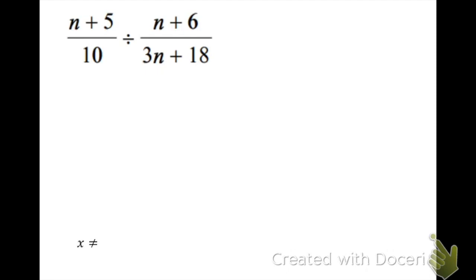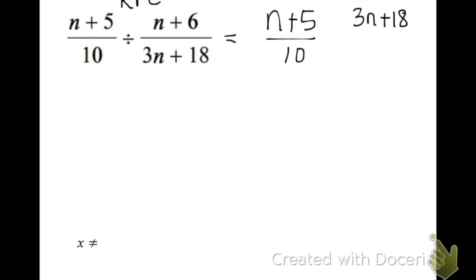Okay, when dividing, we're going to need to use KFC: keep, flip, change. So we're going to keep the first fraction the same, n plus 5 over 10. Flip the second fraction, and change to multiply. Okay, looking at these, I only have one part of this that I can factor. The only factorable part is 3n plus 18. And I can pull out a greatest common factor of 3.